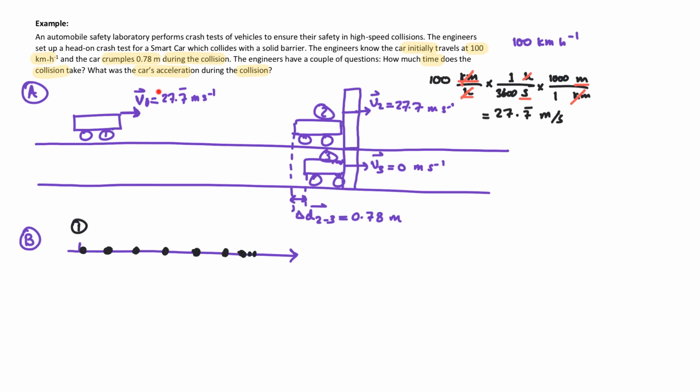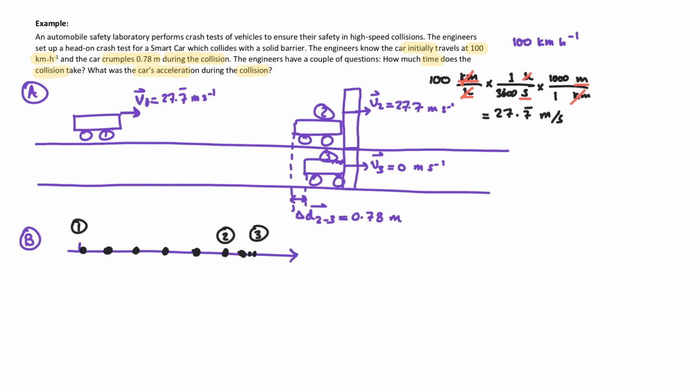This is when the car is just starting to move. It moves, and then right at this section over here, it starts to hit the wall and it starts to slow down. So this is event 2. This is the start of the collision, and this is the end of the collision when the car stops moving. So I have 3 events here.